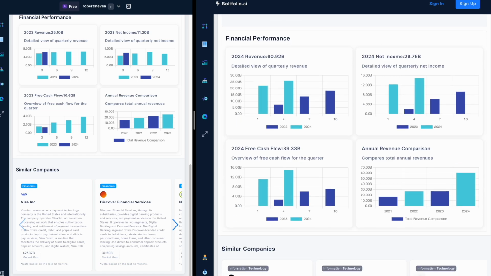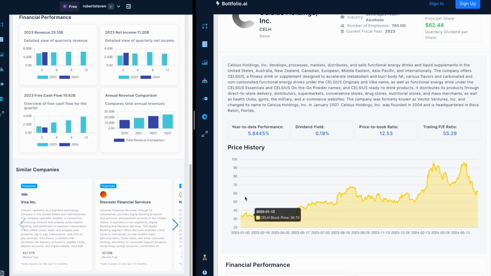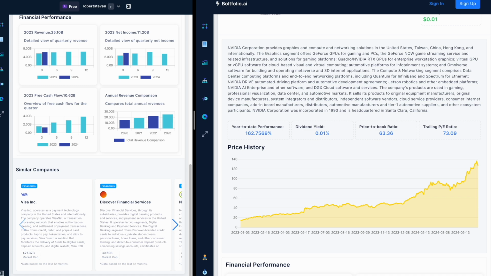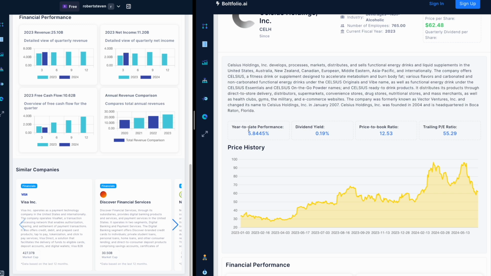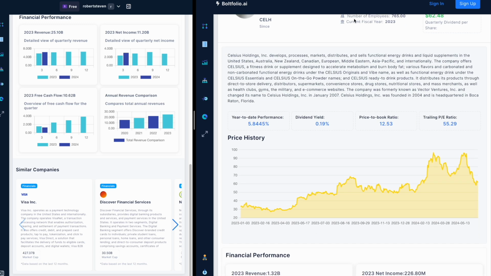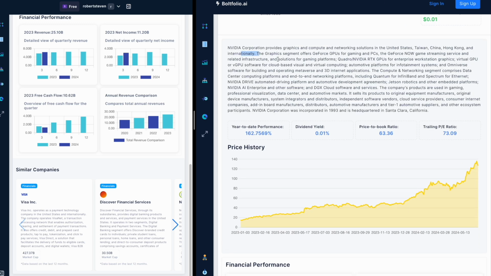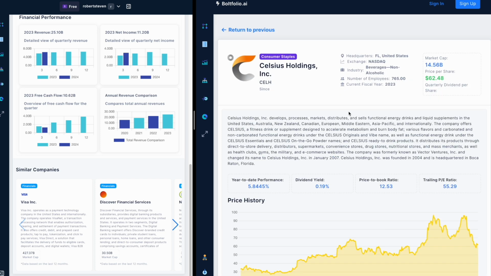Why is that? Well, again, not necessarily on its year-to-date performance or the stock price chart, because just look at the difference in these two charts. Yes, on a longer-term trend they have both been trending upwards, but the year-to-date price for NVIDIA is 162%. The year-to-date price for Celsius is only 5.8%. So that's not necessarily what's making them similar. It's not the stock price. And it's definitely not the description or the products that they sell, because one is an energy drinks company and one is a semiconductor graphics card company.